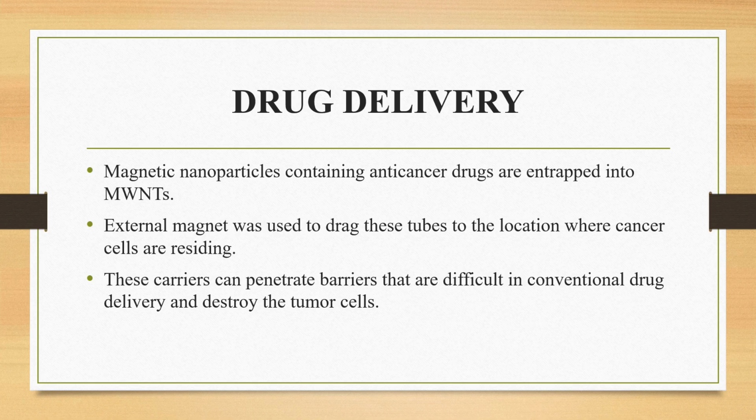So now let's see how the medicines are transferred through carbon nanotubes. Magnetic nanoparticles containing anti-cancer drugs are interwrapped into multi-wall carbon nanotubes, and with the help of an external magnet, these are dragged to the locations where cancerous cells are residing, and these nanotubes destroy those tumor cells. These carriers can penetrate barriers that are difficult in conventional drug delivery. That's why carbon nanotubes are preferred for curing cancer.